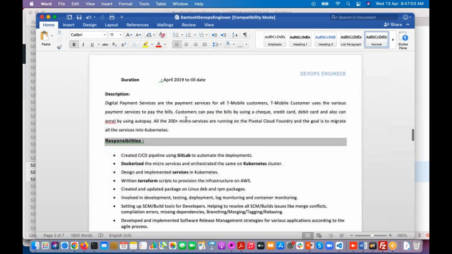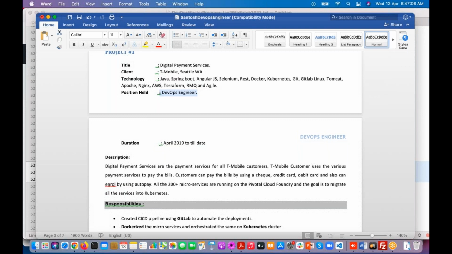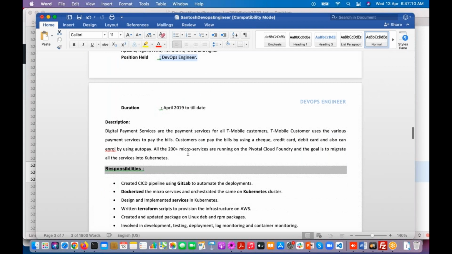See here, he mentioned DevOps engineer in the first project, because he mentioned only 2 years. That's why only one project he mentioned, right?